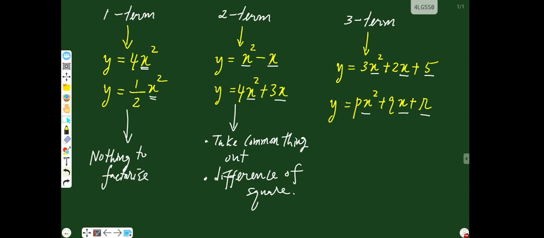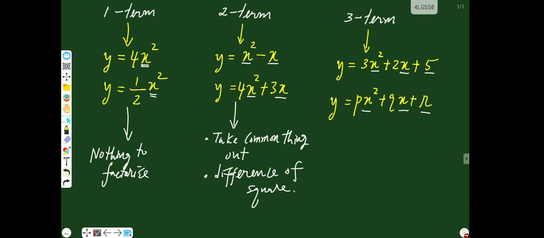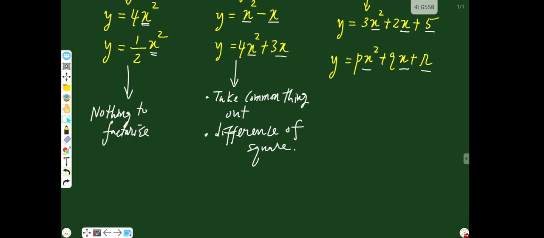Now the three-term quadratics, that is what we are going to discuss now. There are two ways that you can factorize that. The first one would be the general method, the general bracket method.